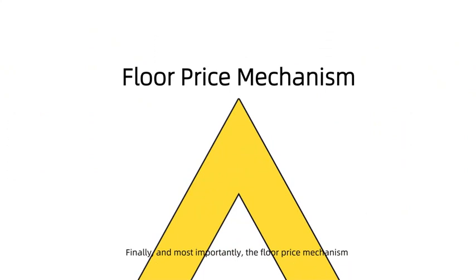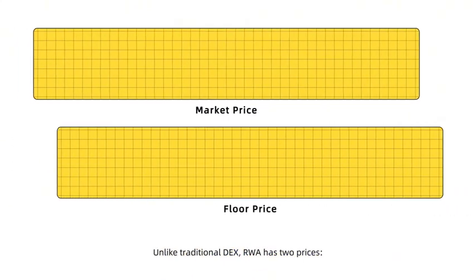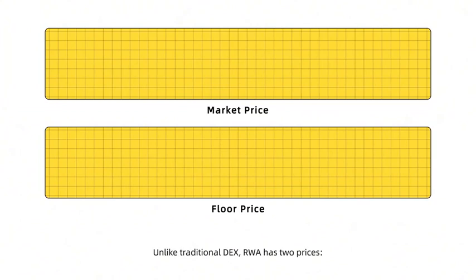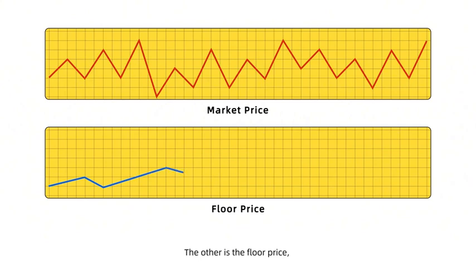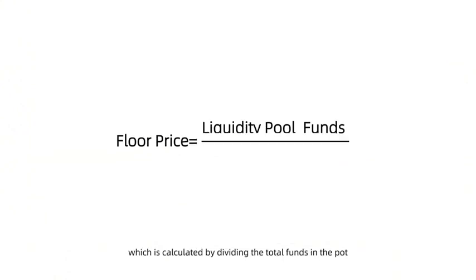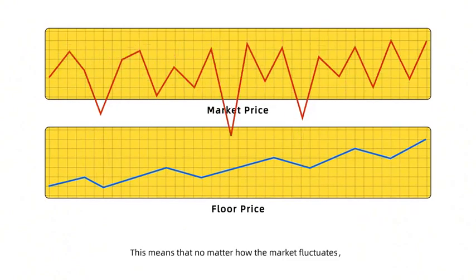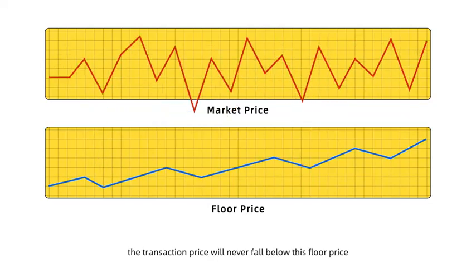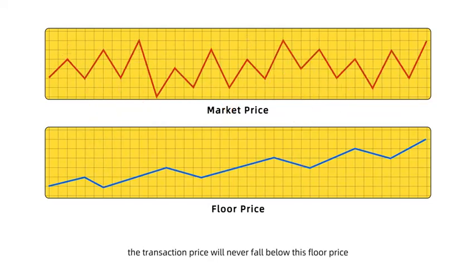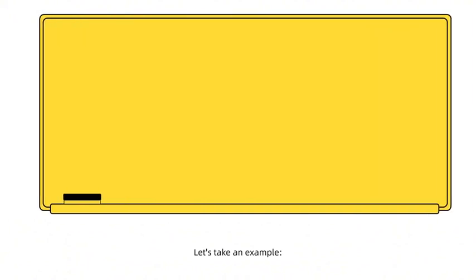Finally, and most importantly, the floor price mechanism. Unlike traditional DEX, RWA has two prices. One is the fluctuating market transaction price. The other is the floor price, which is calculated by dividing the total funds in the pot by the total amount of RWA. This means that no matter how the market fluctuates, the transaction price will never fall below this floor price. Let's take an example.